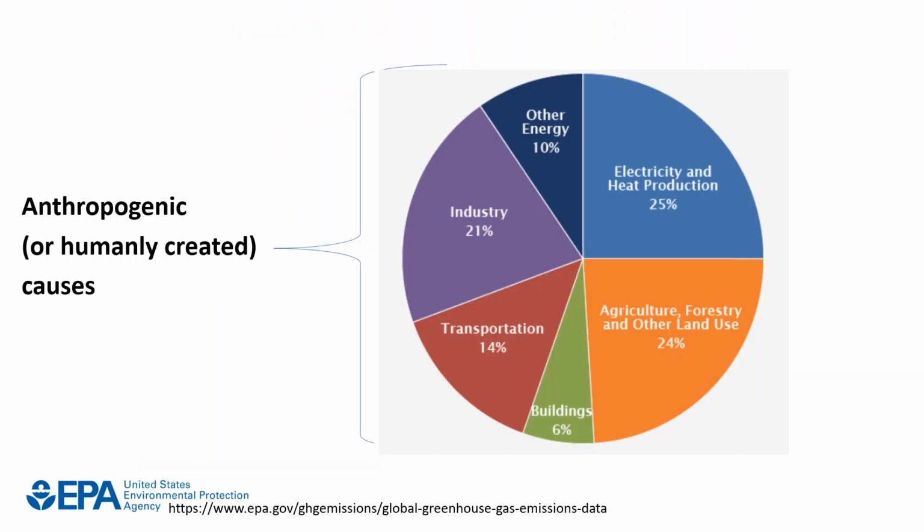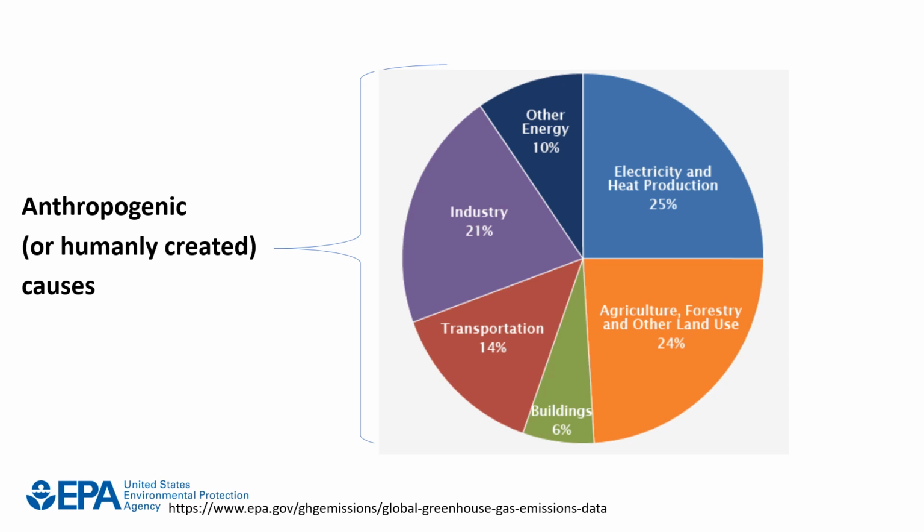Now, we can also look at this in terms of the proportion of various activities as measured by the United States Environmental Protection Agency. Here we can see the biggest contributor is electricity and heat production, followed by agriculture, forestry and other land use change, land cover change, followed by industry and transport. But we do have to look at alternative energy sources, and we have to look at buildings and residential dwellings as contributors to climate change.